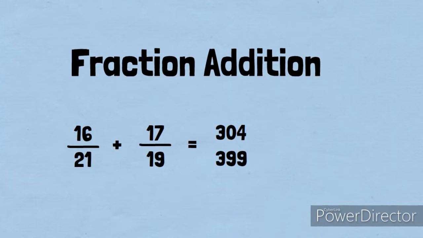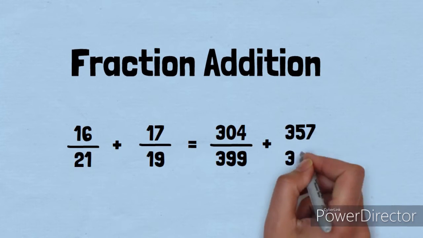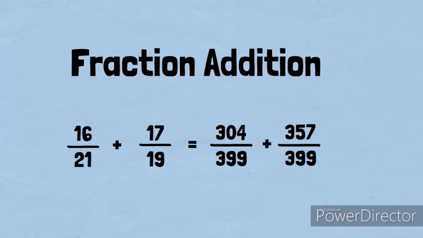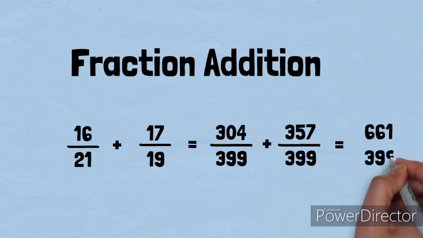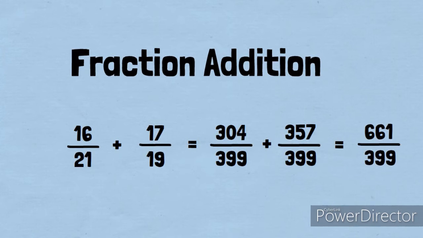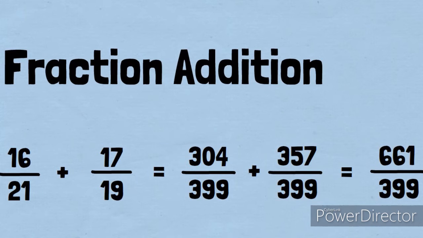16 times 19 is 304 and 21 times 19 is 399. 17 times 21 is 357 and 19 times 21 is 399. Now we have 304/399 plus 357/399. Our denominators are the same, so we can easily add. 304 plus 357 gives us 661. Bring over the denominator. Now our answer is 661/399.